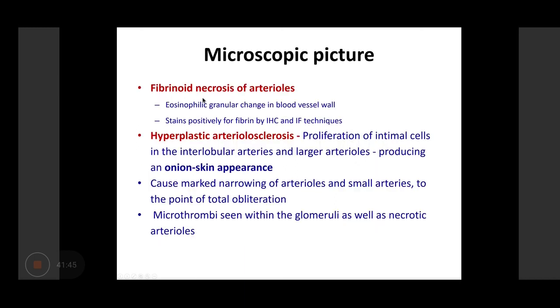On microscopic examination, we obviously see fibrinoid necrosis of the arterioles and hyperplastic arteriolosclerosis with a classical onion skin-like appearance. This leads to marked narrowing of the arterioles and obliteration of the lumina, and very often you can see microthrombi. This is what the vessels will look like. Markedly, this fibrinoid necrosis stains red on fibrin stain, and there is thrombi formation, which will lead to obstruction. Now the glomerulus will show you hypertrophy related changes.